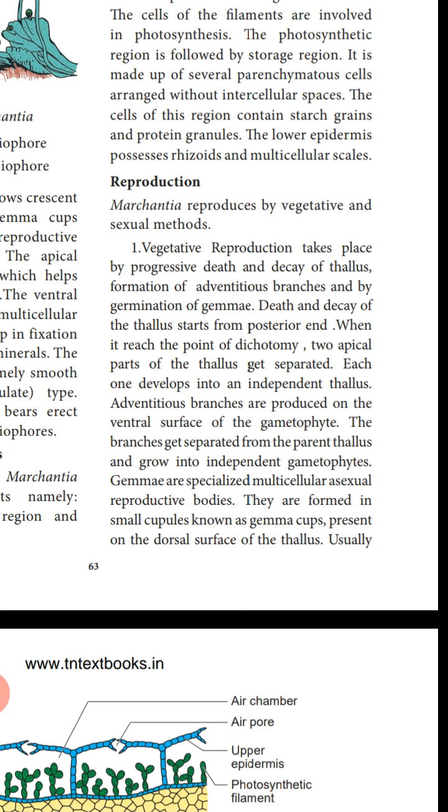So death and decay of the thallus starts from the posterior. As we studied, as the thallus gets mature, it starts decaying. That decaying starts from the posterior, from the lower region. It proceeds towards the apical region.